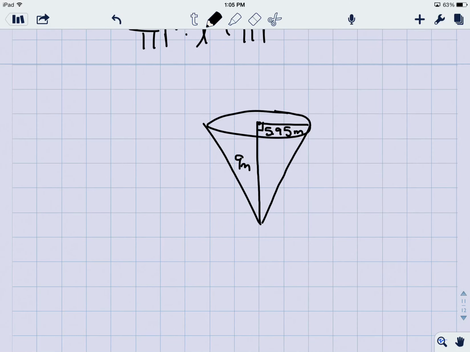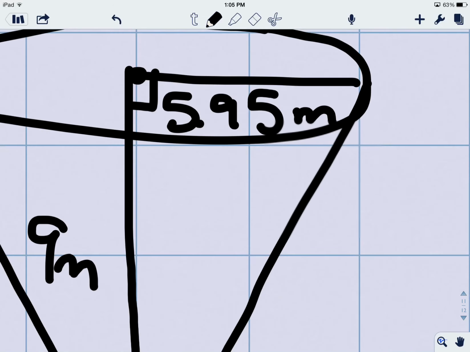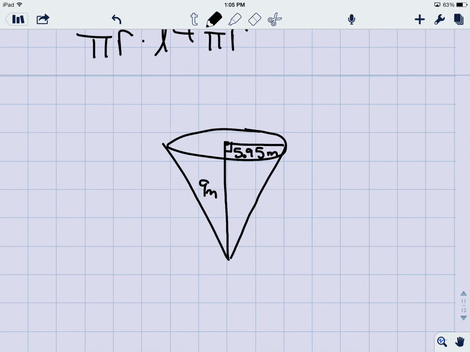Find me the surface area, and find me the lateral area. Is that 595 or 5.95? That's a 5.95. There is a decimal in there. Pi times 5.95 squared plus 9 squared.